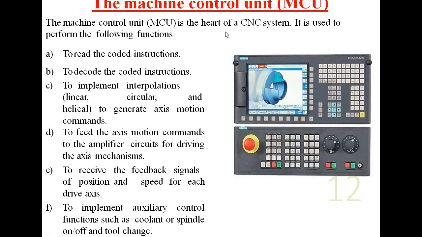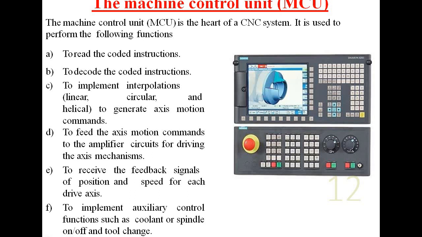Main important part of the CNC machine, that is machine control unit. The machine control unit is the heart of the CNC machine system. It is used to perform the following functions. It performs to read the coded instruction. Machine control unit first of all reads the coded instruction provided by the input.